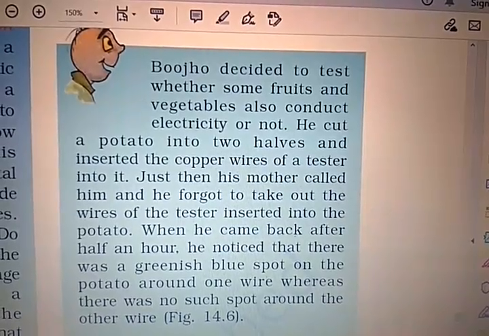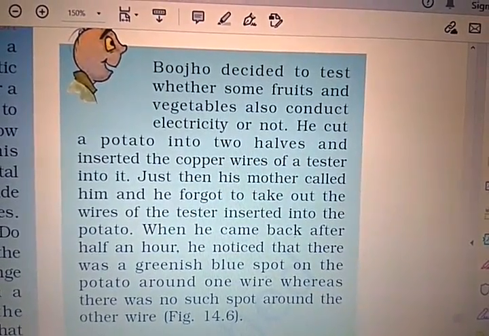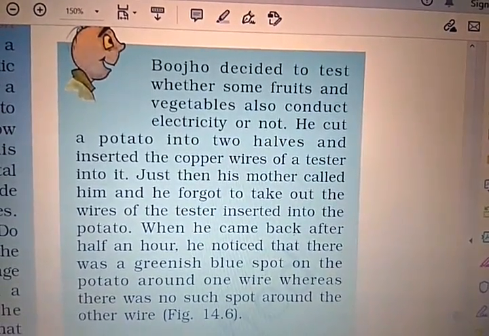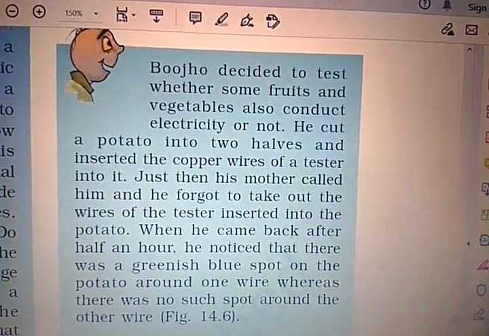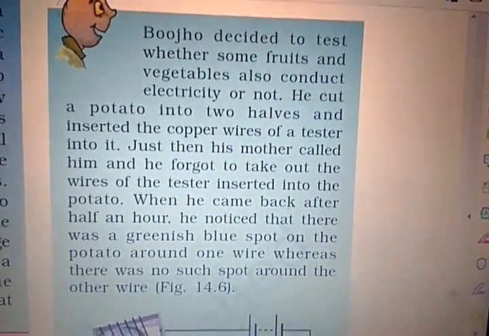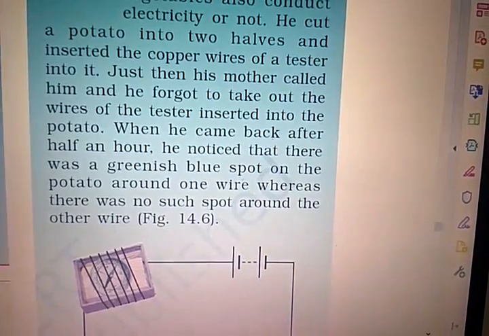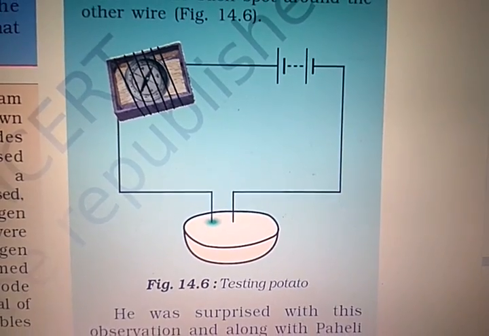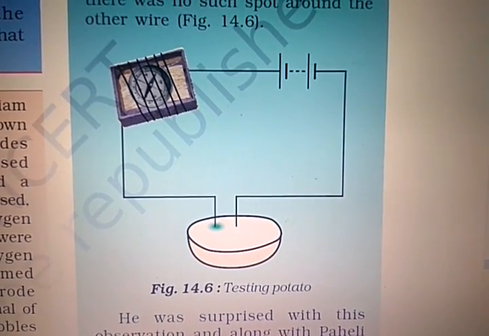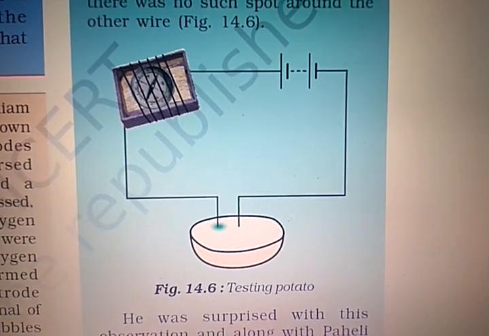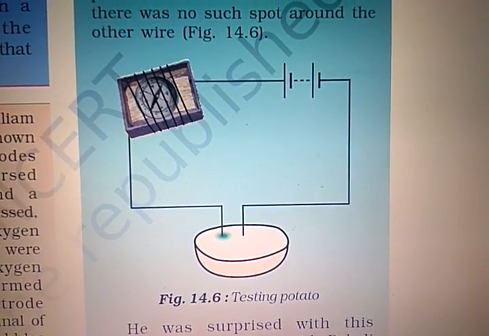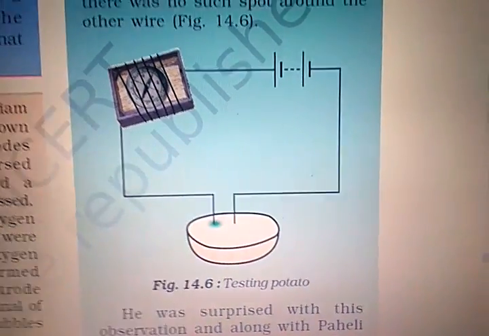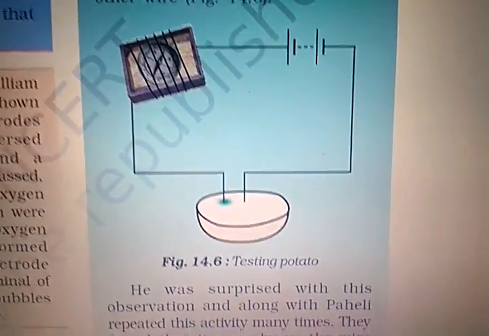Just then his mother called him and he forgot to take out the wires of the tester inserted into the potato. When he came back after half an hour, he noticed that there was a greenish blue spot on the potato around one wire, whereas there was no such spot around the other wire. You see it is the testing of potato here. The potato is cut, wired, and joined by the copper wire with a battery, and you can find this greenish patch. Where does it come from?